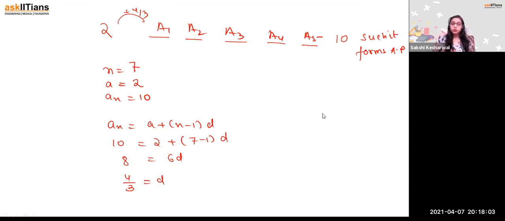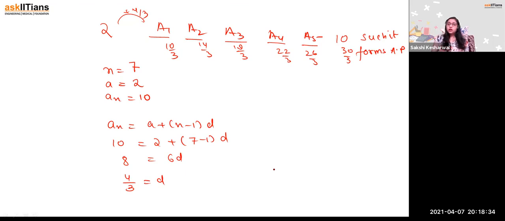So D is going to be 4 by 3, beta. So you add 4 by 3 to this. 2 plus 4 by 3 is 6 plus 4 over 3, which is 10 by 3. Now to 10 by 3 you add 4 by 3, then 14 by 3, then 18 by 3, then 22 by 3, then 26 by 3, and then 30 by 3. And 30 by 3 is equal to 10, right? You're just adding up.